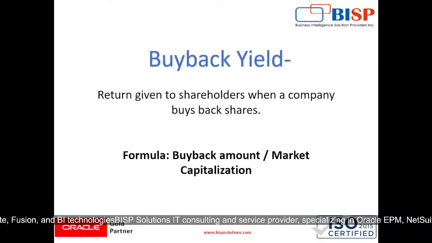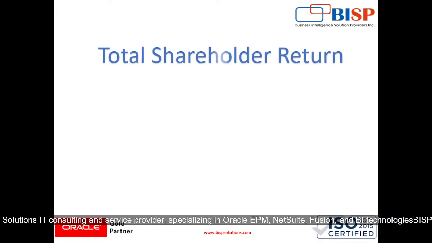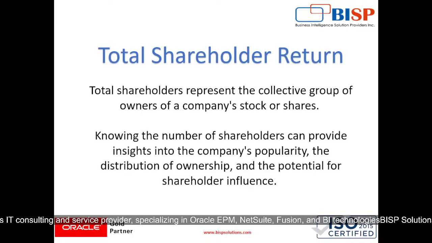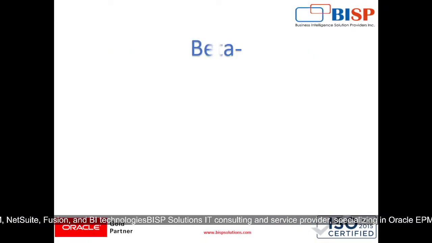Buyback yield, which is the return given to shareholders when a company buys back its shares. For that calculation, we will be doing buyback amount upon market capitalization. Then comes our total shareholder return. It represents the collective group of owners of a company's stock or shares. Knowing the number of shareholders can provide insights into the company's popularity, the distribution of ownership, and the potential for shareholders' influence.